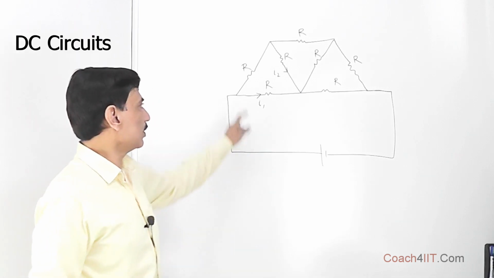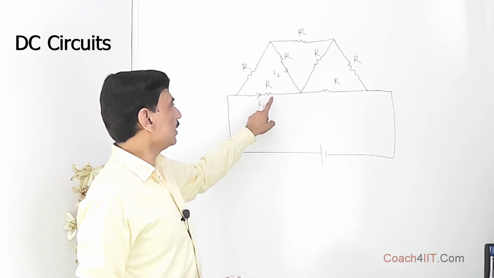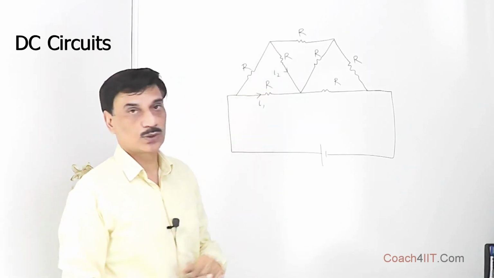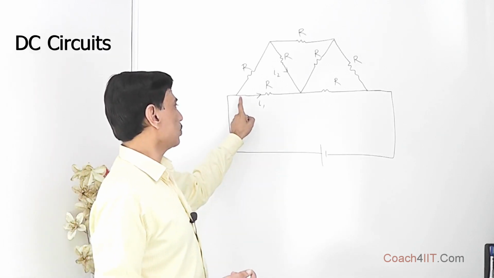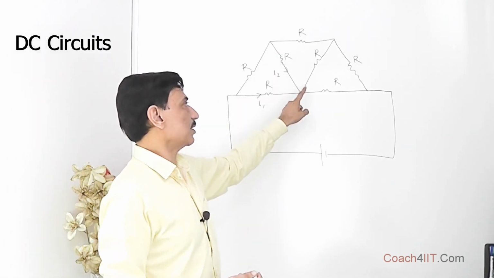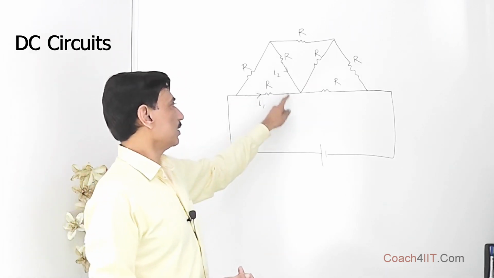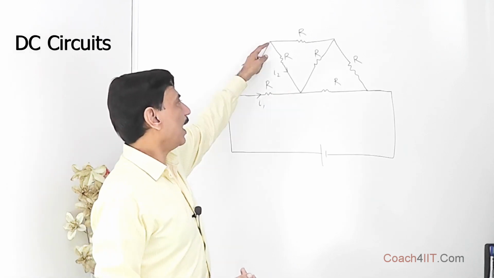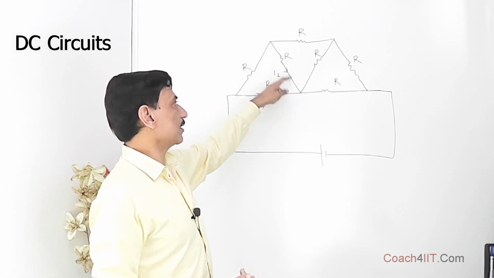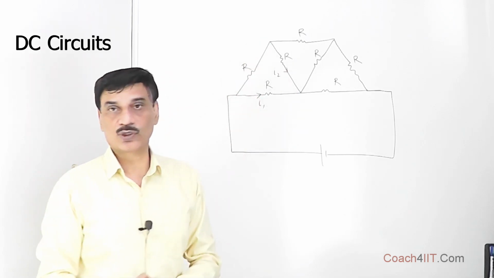Though there are going to be other currents also, for the time being let's concentrate on these two arms, these two resistors. There are going to be currents in other arms also, but right now we are just concerned about these two resistors. Over here the current is in this direction, and over here the current is in this direction. It may be in this direction or that, but obviously over here the current is going to be in this direction.